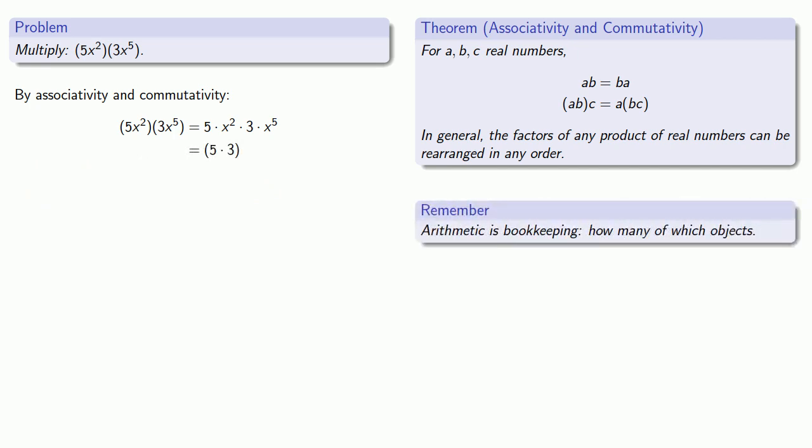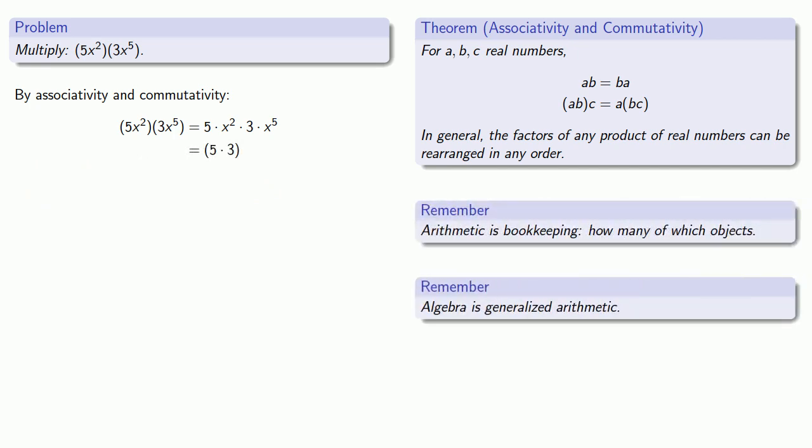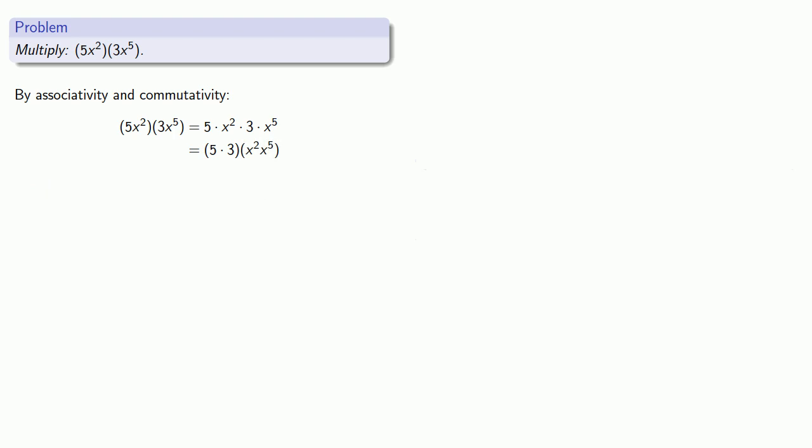And arithmetic is bookkeeping, algebra is generalized arithmetic. We had an x squared and an x to the fifth. We still have them, which means we need to write those down as well. Now we know what 5 times 3 is, so let's compute that.